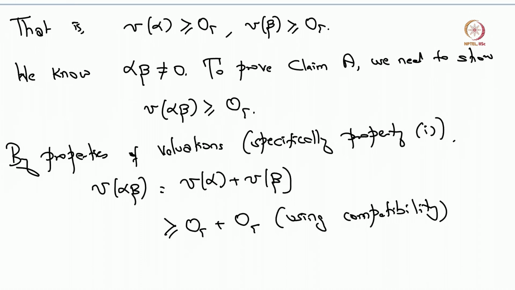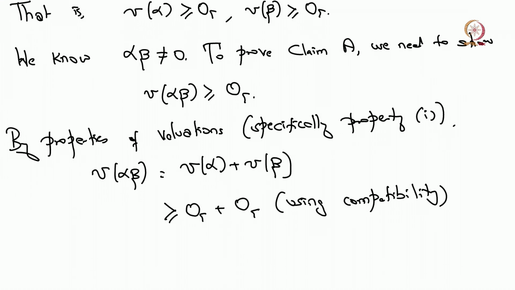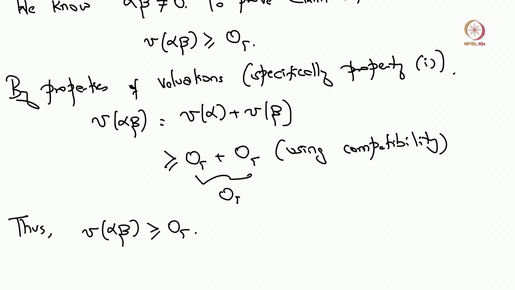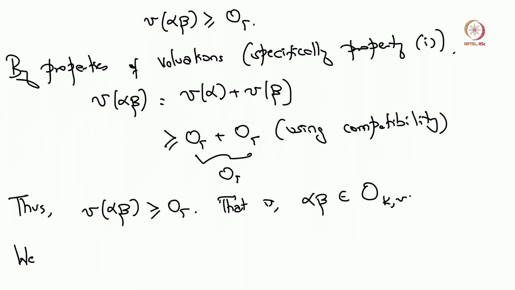But the identity element plus the identity element of gamma just equals the identity element. So thus, the valuation of alpha beta is larger than or equal to the identity element of gamma, and this just means that alpha times beta belongs to OKV. So we prove the claim that OKV is closed under multiplication.